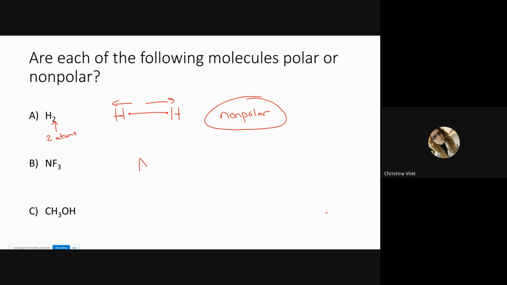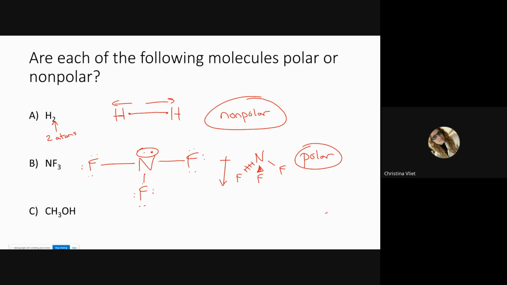NF3. 1 nitrogen, 3 fluorines. It is polar. And you can predict this simply from the shape. When you draw out the Lewis structure, because there is an unshared pair of electrons on the nitrogen, this alters the shape, where the nitrogen's on the top and the 3 fluorines are on the bottom. The fluorines are going to be pulling with a stronger force than the nitrogen, so this will indeed be polar.